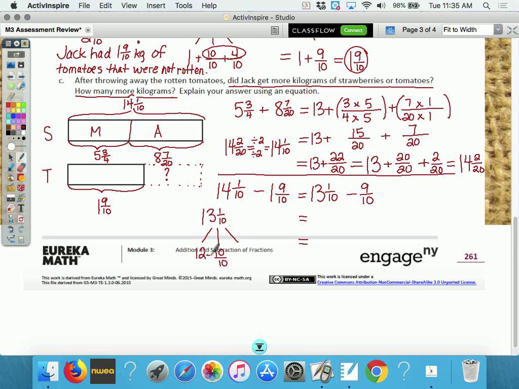12 plus 1 whole plus 1/10. So Cadence, I'm going to write 12 plus here, aren't I? Yes. What do I need for my fractions that I'm subtracting? I have to add these two together. So 11/10 minus 9/10. What's 11 minus 9? 2/10. So 12 and 2/10.